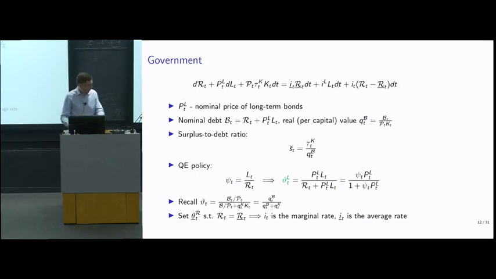Exactly. So in this model, the excess reserve holdings are going to be zero. In reality, of course, they're not. This is a normative paper, and this is just one way of achieving it.